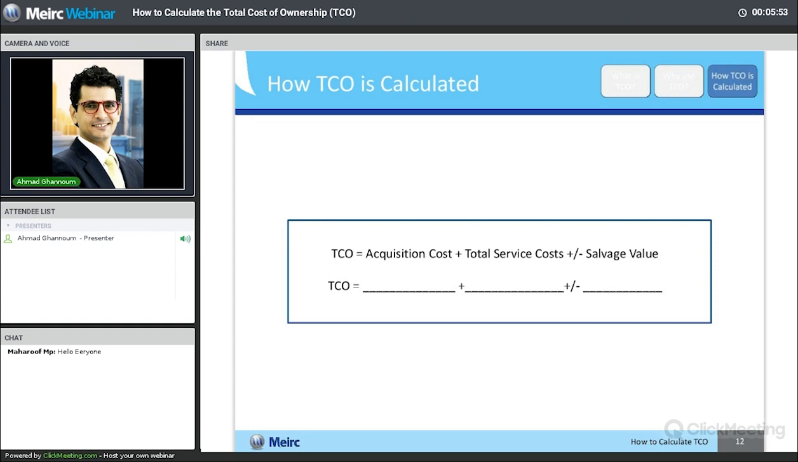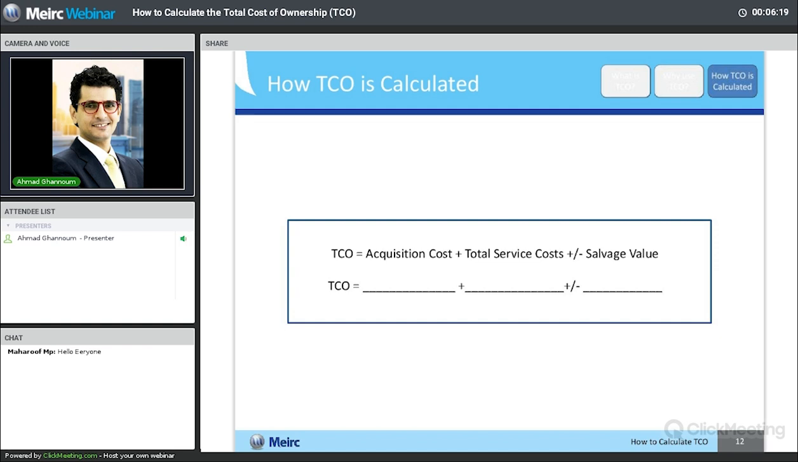How is TCO calculated then? So let us turn our attention to the third part of the webinar, which is going to be the largest chunk, actually. In short, TCO is going to be the acquisition cost or the purchasing cost of the asset, plus the total service costs we expect to incur over the asset's life, plus or minus the salvage value, which is the cost you pay or incur at the end of the asset's life.